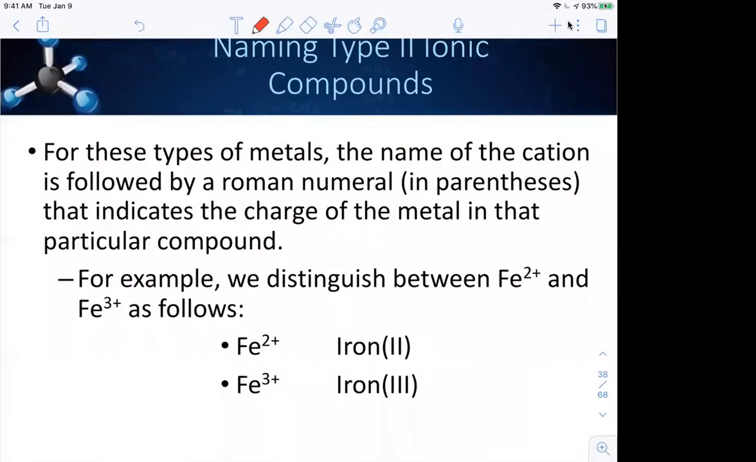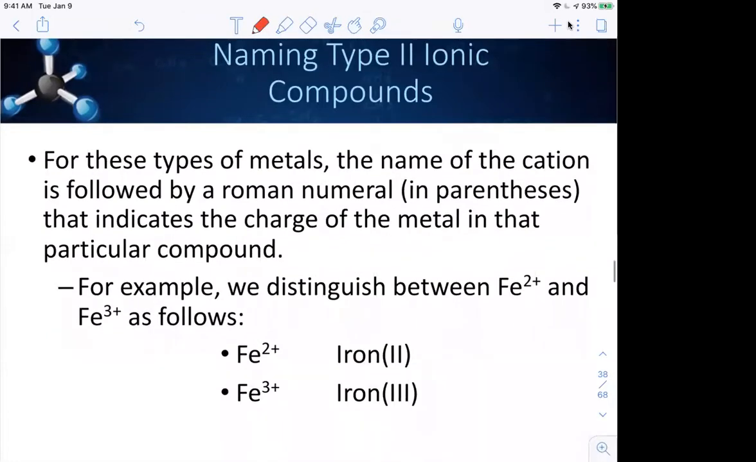So, for example, when I want to distinguish between iron 2+ and iron 3+, the name of the cation is going to be iron, parentheses, Roman numeral 2, close parentheses for iron 2+, and iron, parentheses, Roman numeral 3, close parentheses for iron 3+.